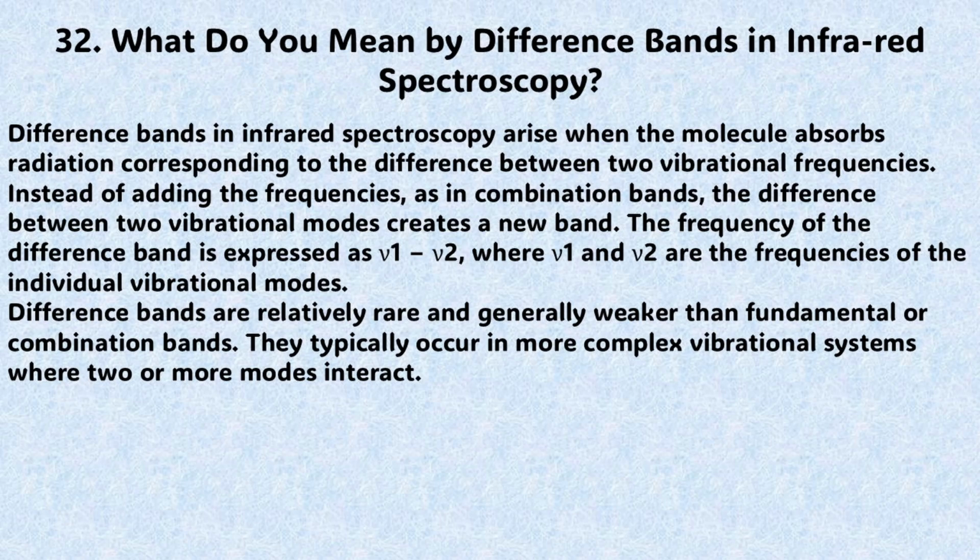The frequency of the difference band is expressed as nu1 minus nu2, where nu1 and nu2 are the frequencies of the individual vibrational modes. Difference bands are relatively rare and generally weaker than fundamental or combination bands. They typically occur in more complex vibrational systems where two or more modes interact.